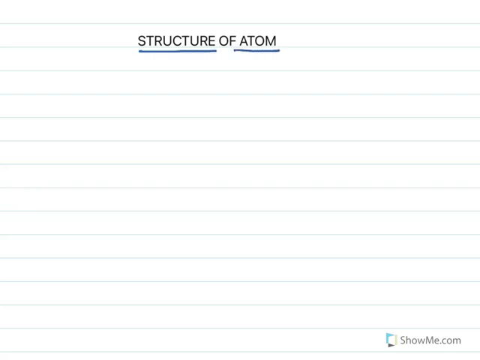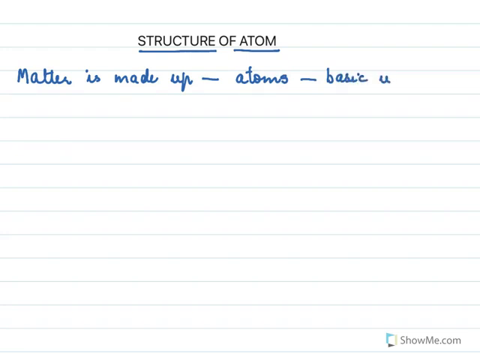Structure of atom. We have learnt that matter is made up of particles called atoms. These atoms are the basic units of matter. Just like a cell is a basic unit of all living organisms, atom is a basic unit of matter. In this chapter, we will learn the structure of this atom.